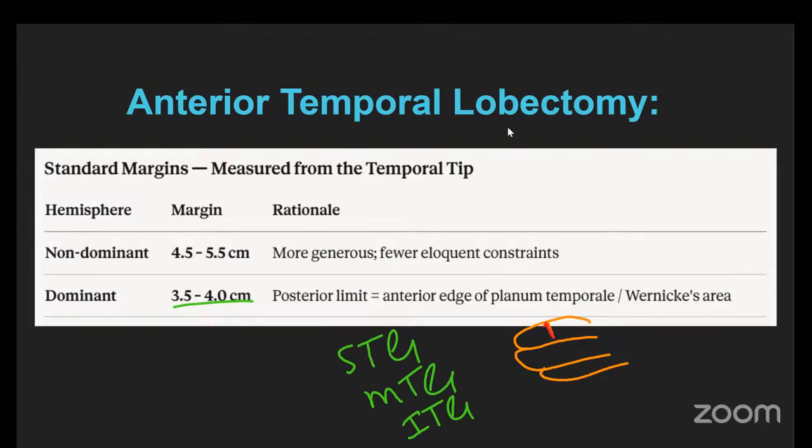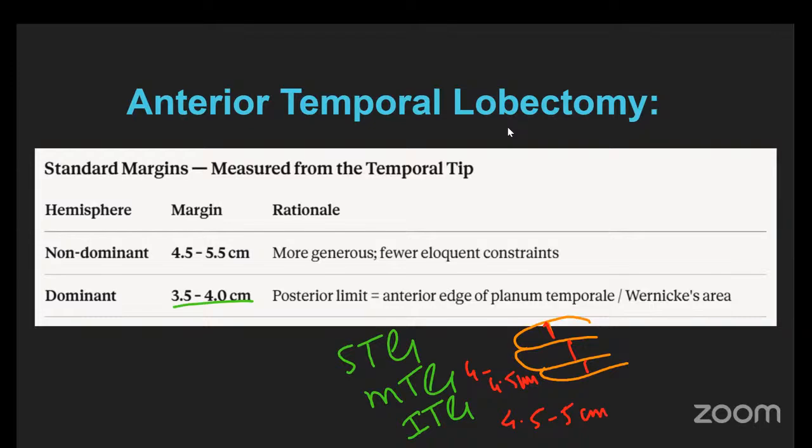But for the middle temporal gyrus, you can go 1 centimeter behind. And for the inferior temporal gyrus, you can take the liberty of going even further. So for the middle temporal gyrus, it can go up to 4 to 4.5 centimeters. And for the inferior temporal gyrus, it can go up to 4.5 to 5 centimeters.